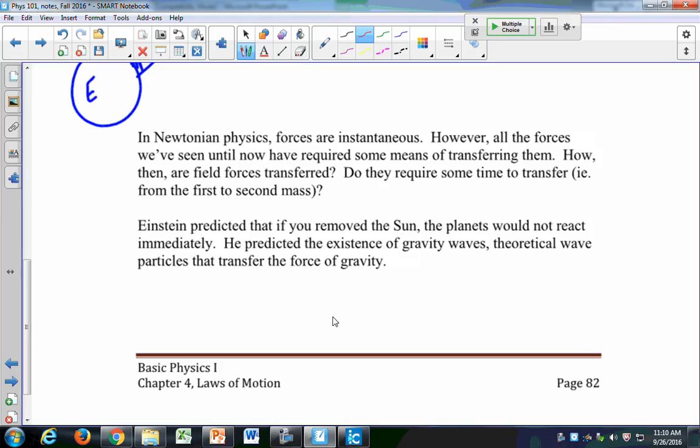But he predicted the existence of waves that transfer the force of gravity, and those are called gravitational waves. Have y'all heard of gravitational waves? They were discovered here in Louisiana and in Washington.